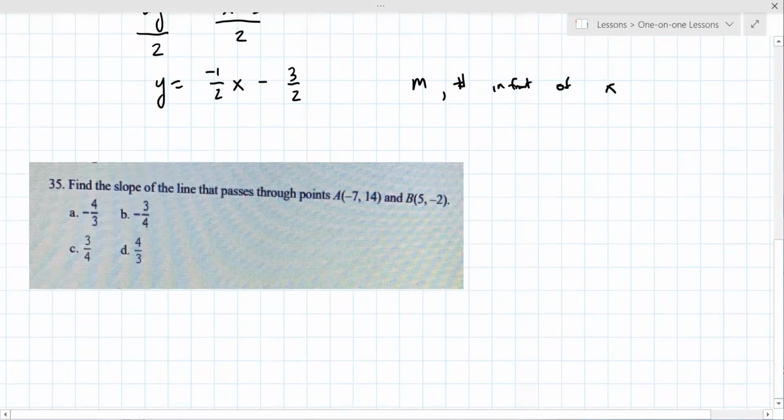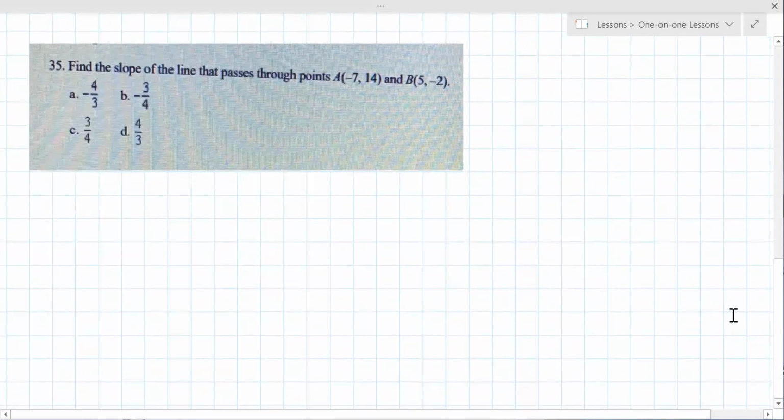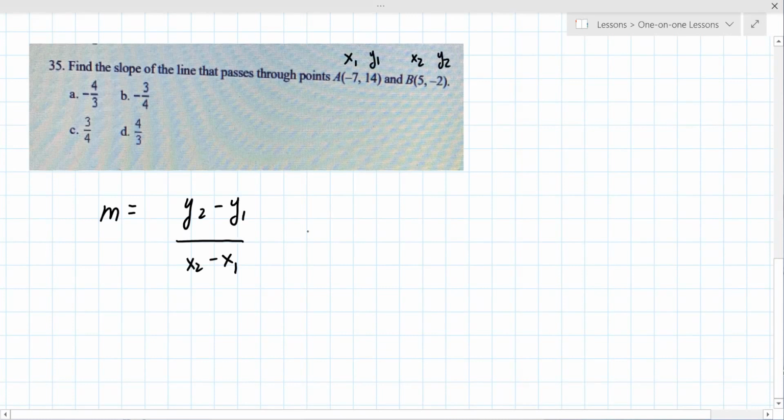All right, so find the slope of the line passing through these 2 points. There is a slope formula. It's often mistaken for something else, but it's y2 minus y1 over x2 minus x1. If you get a note sheet, this would be good to go on there. This is x1 up here, -7, y1 is 14, x2 is 5, y2 is -2. So it's -2 minus y1, 14, over x2, 5, minus x1, -7.